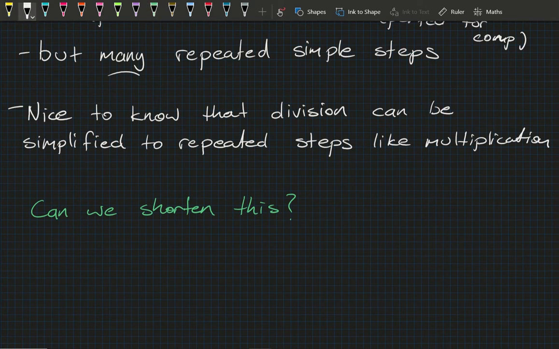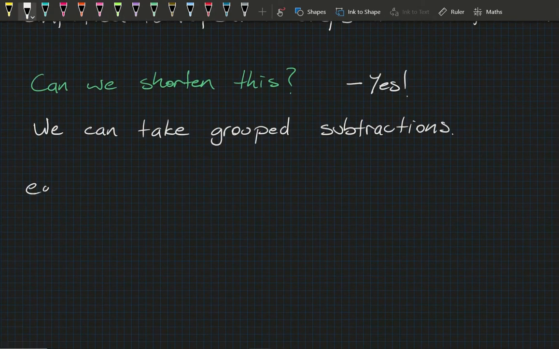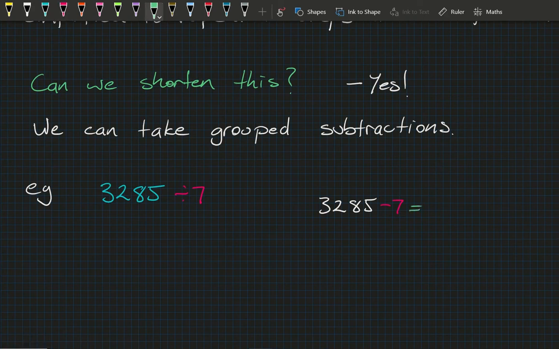Well, the answer is yes, we can. The way we shorten the work for us by hand is to take grouped subtractions. So let's do a bigger number like 3,285 divided by 7. Now, the way it was going in the machine was saying 3285 take away 7 would be 3278, which is step 1. So at this stage, our quote-unquote remainder is not less than 7.